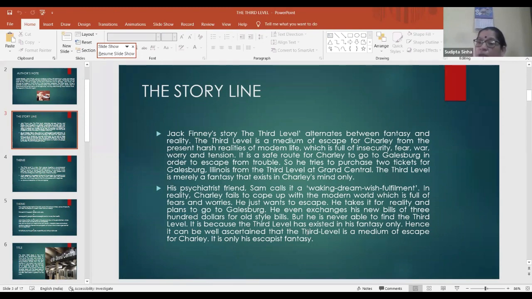Now, what happens is that this waking dream, something which we dream with when we are quite awake, can never come true. Similarly, it's that wishful thinking of his that he has gone back into the past where there is no stress and strife, no tension, no other difficulties in life, because modern life is so full of tensions, worries, and all kinds of difficulties for the modern man. Now, this is what the psychiatrist had actually told.